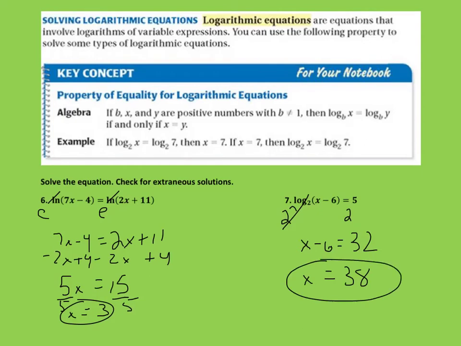Another way to think about this is just changing it to exponential form. Because you'd get 2 to the 5th equals x minus 6, which is the same thing we had, okay? So let's try a couple more.